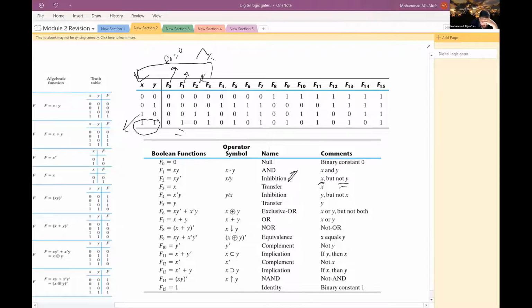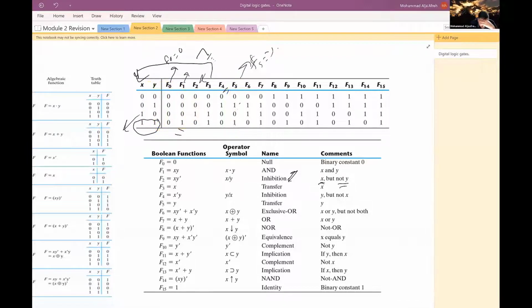Now, what about F4 here? F4 is an inhibition, but it's the inverse one. So it's when Y is active, but not X. Now, what about F5? It's simply a transfer of Y. And so on, guys. That's it.